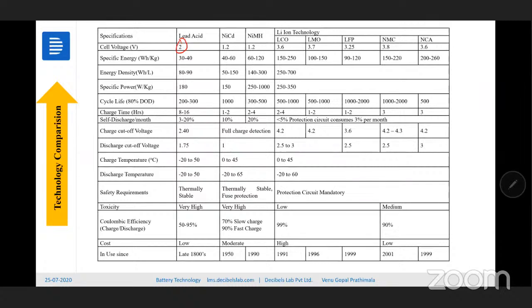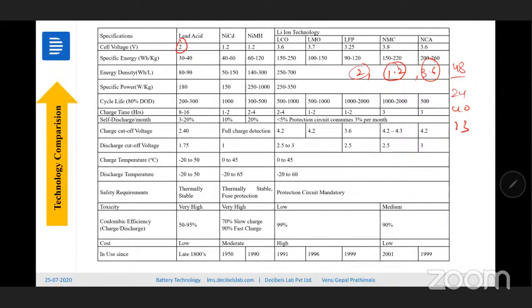So what happens if you have a higher voltage range? I'll discuss that in the coming slides. For the time being, let me give you an example. If you want to manufacture a 48 volt battery pack using lead acid, nickel metal hydride, and lithium ion technology, the number of cells needed is: with a 2 volt cell, 24 cells; with 1.2 volts, 40 cells; and with 3.6 volts, approximately 13 cells.